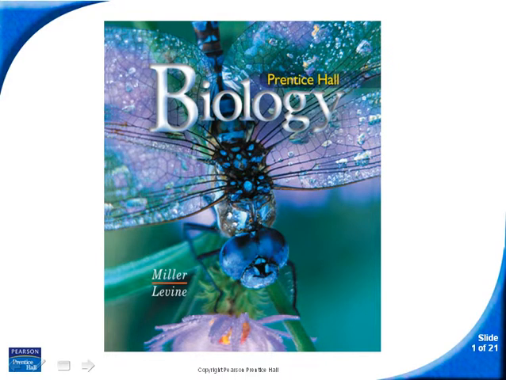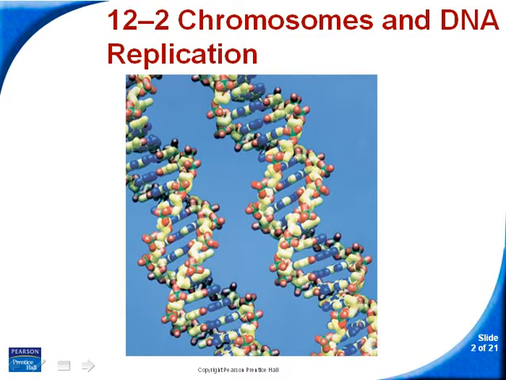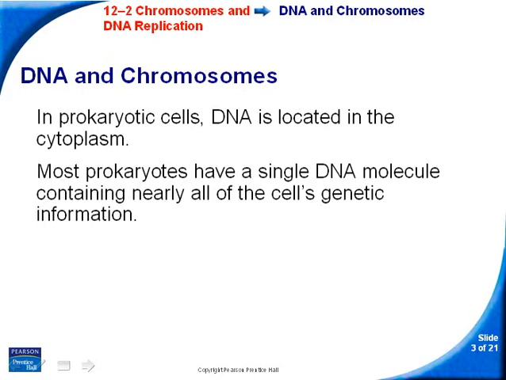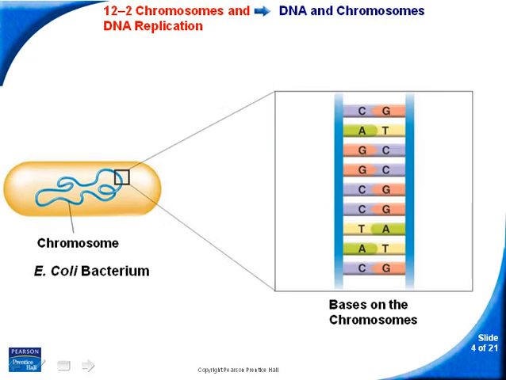Welcome to the 12-2 podcast, and this one's on chromosomes and on DNA replication. This is where we find out how we copy these things. So we're talking about prokaryotic cells. Remember, they do not have a nucleus, so the DNA is located in the cytoplasm. And most of them have a single DNA molecule with all the genetic material on it. And here's a picture of one.